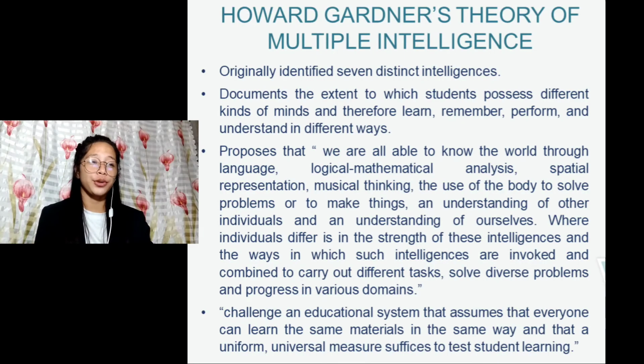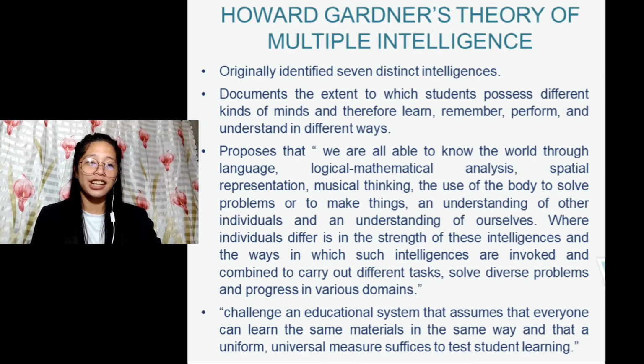Howard Gardner's theory of multiple intelligence. Howard Gardner of Harvard University originally identified seven distinct intelligences. According to Gardner, this theory, which emerged from cognitive research, documents the extent to which students possess different kinds of minds and therefore learn, remember, perform, and understand in different ways.